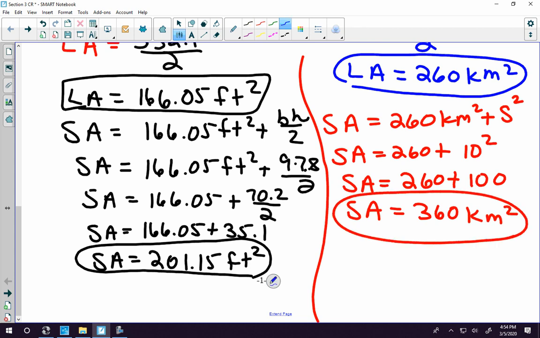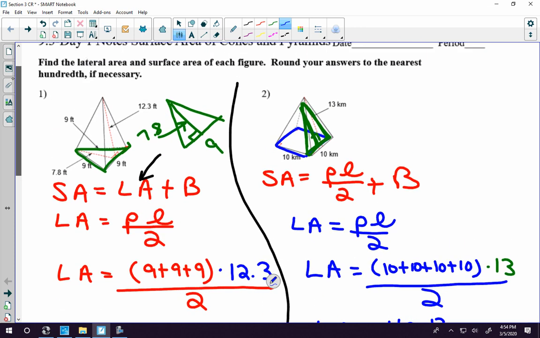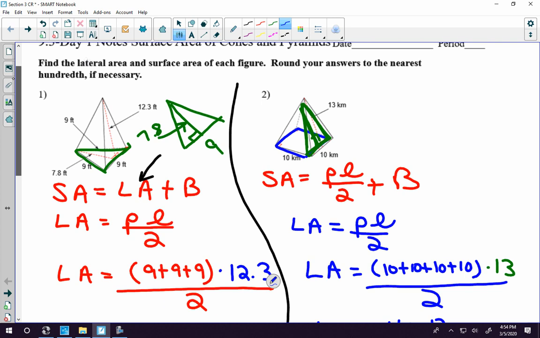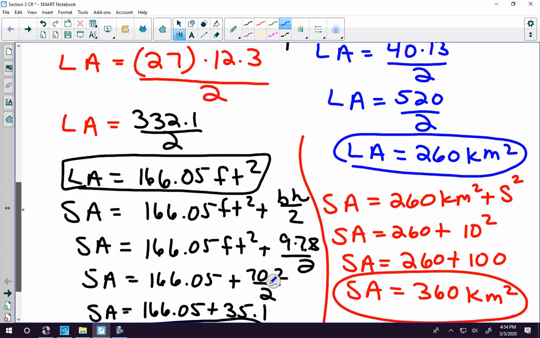Okay. Again, number 1 would be called a triangular pyramid. The base is a triangle. And number 2 is a square pyramid.